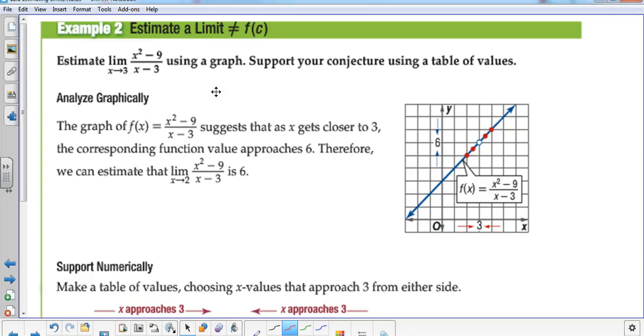This graph does have a hole. Do you remember we factored these kinds of rational functions and we found an asymptote? It had a hole at 3. So when it says the limit as x approaches 3, it's actually undefined at 3. But as you get closer and closer to 3, what would values just below 3 be that are getting closer to 3?